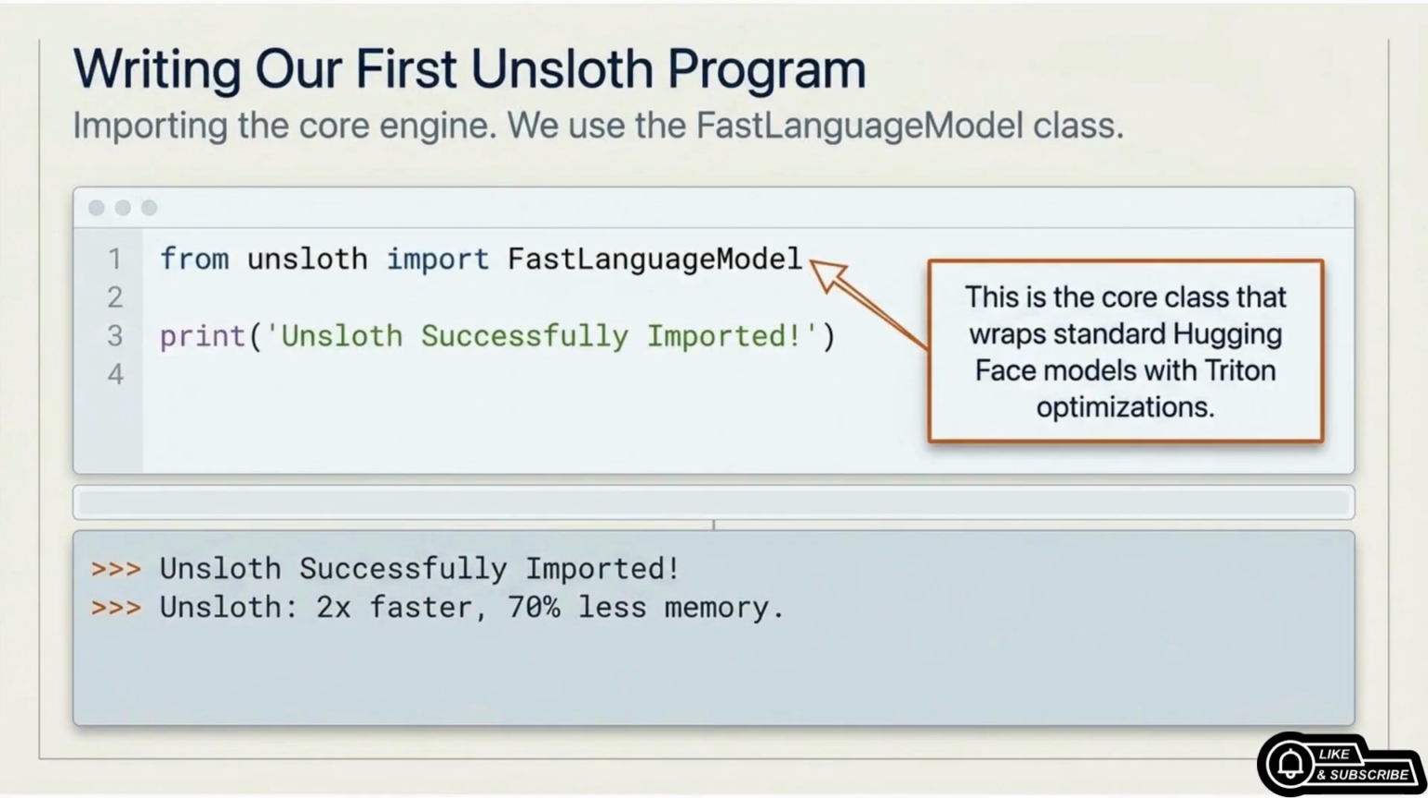The first Unsloth program usually starts by importing the FastLanguageModel class. This class behaves similarly to standard Hugging Face model loading, but internally it applies Triton-based optimizations. Once imported successfully, we are ready to load and fine-tune supported LLMs.